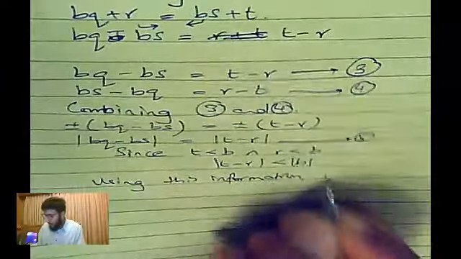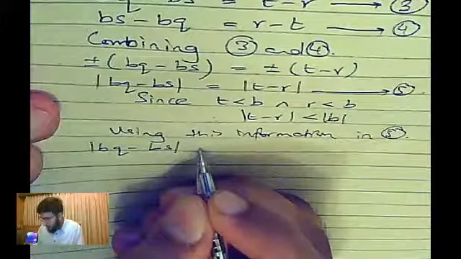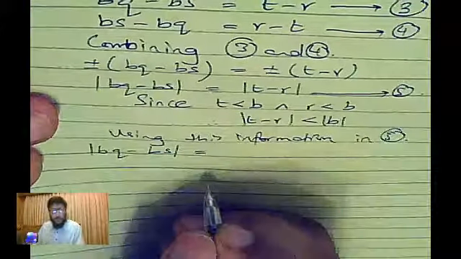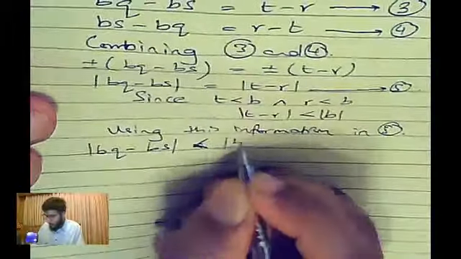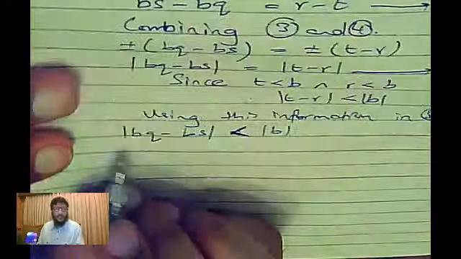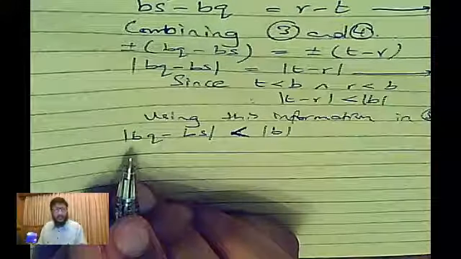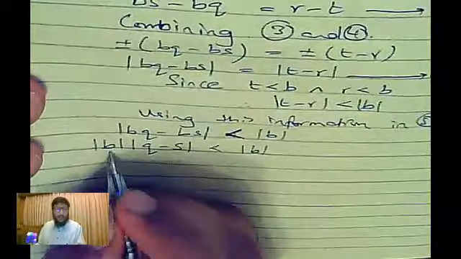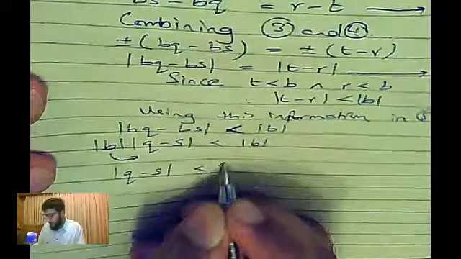Therefore, using this information in 5, we have the modulus of BQ minus BS should be smaller than the modulus of B. Now if we extract the modulus of B out of this, we can say the modulus of B times (Q minus S) is smaller than the modulus of B. And if we divide by the modulus of B on the right-hand side, we have the modulus of Q minus S should be smaller than 1.